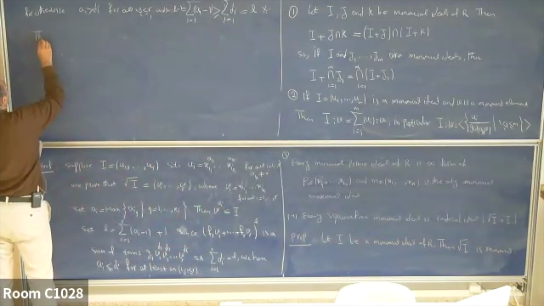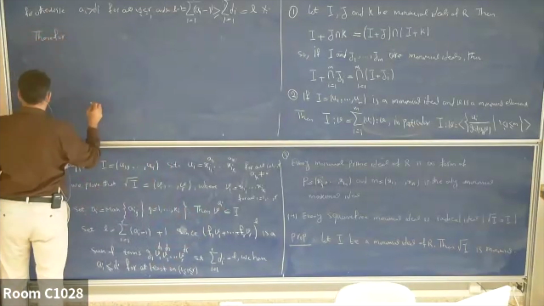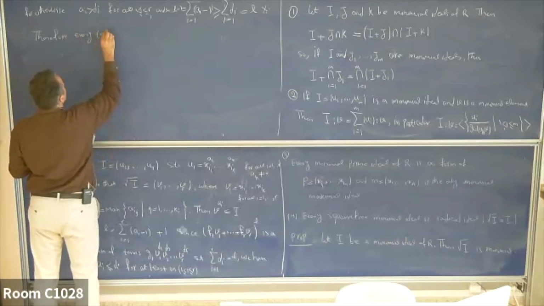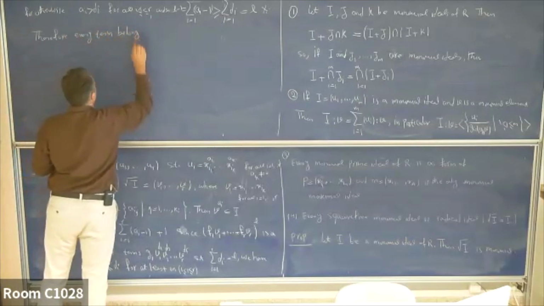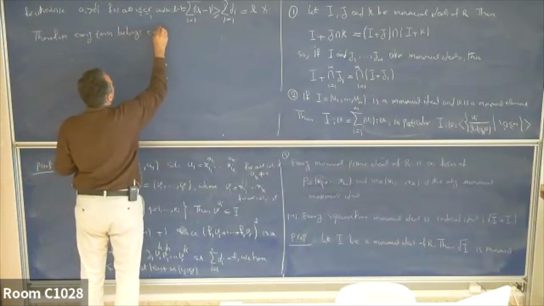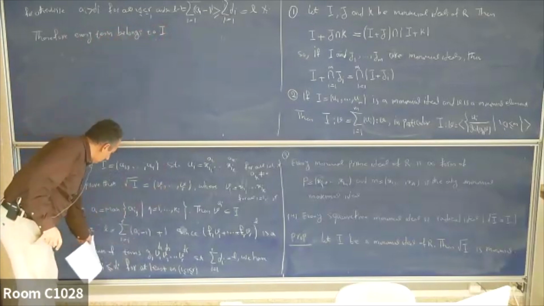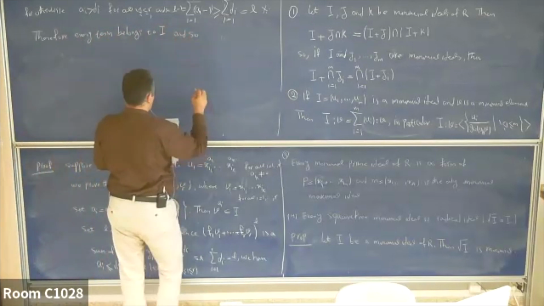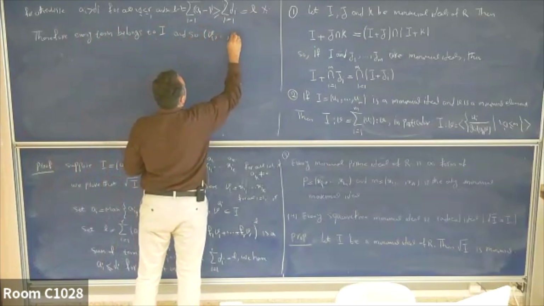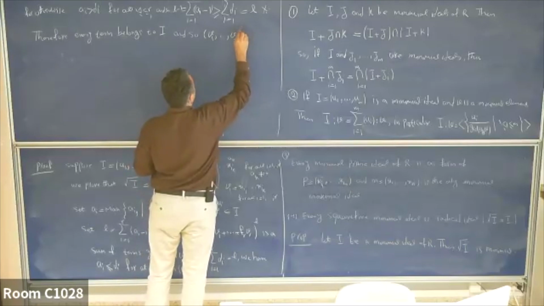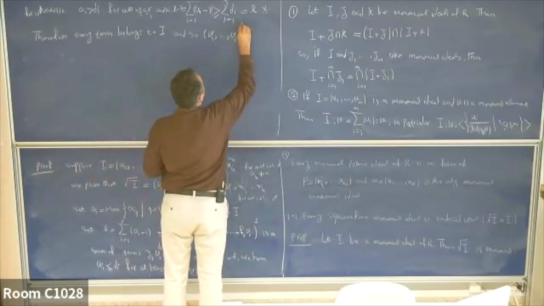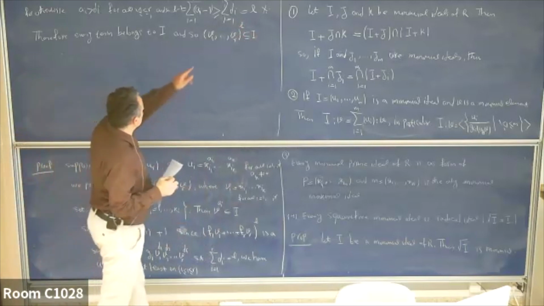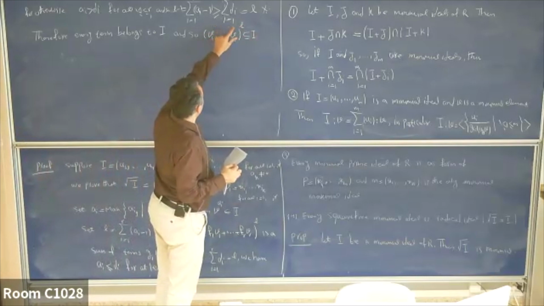Therefore every term belongs to I, because they are bigger than this one, and so (v1, ..., vr) to the power L is contained in I, because every term of this ideal belongs to I.